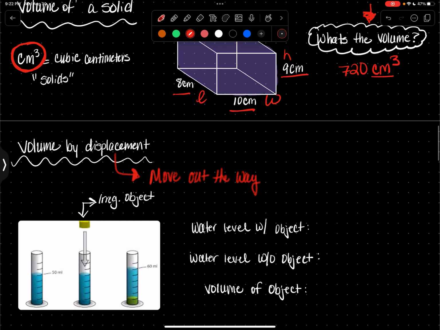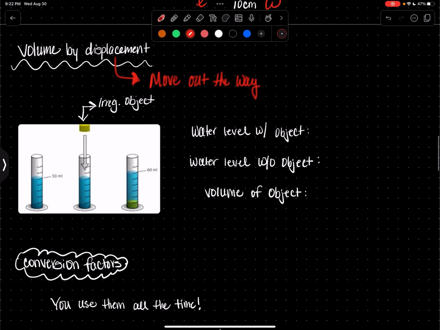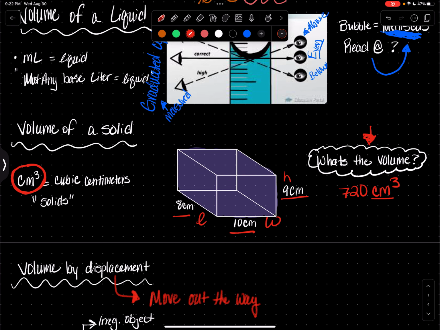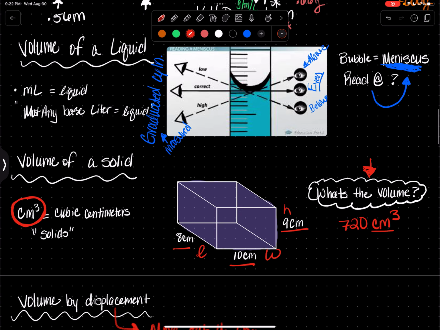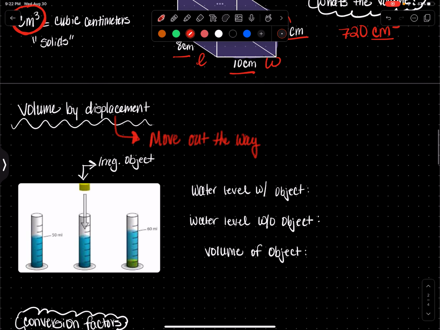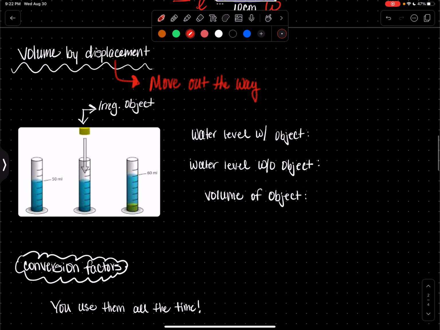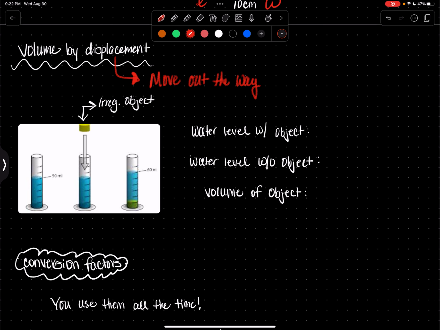Now, we can also do, these are for regularly shaped objects and easy liquids with nothing in them. But sometimes we got to get the volume of irregularly shaped objects or more complex systems that require some inference. So then we do volume by displacement. Displacement means to move something out the way.